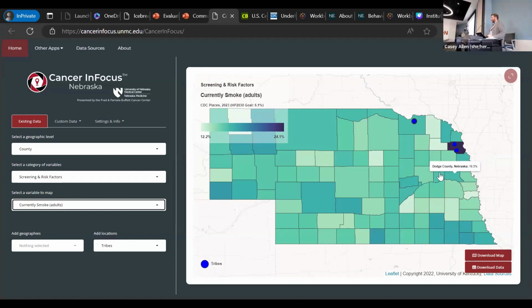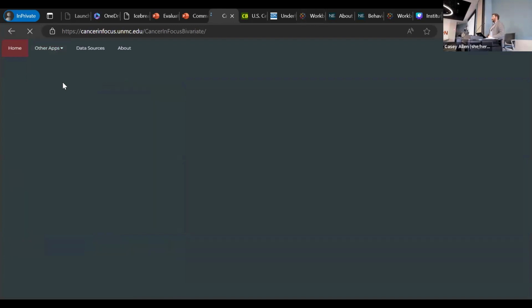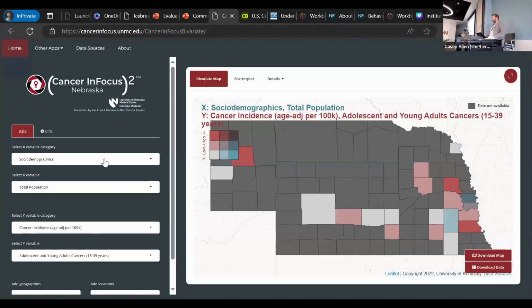So very interesting. But right now, we're just looking at this in a univariate fashion. We've looked at lung cancer screening and we've looked at tobacco use. But in Cancer in Focus, we can actually look at these factors together and see how they relate to one another. So if we go to other apps and then select the bivariate tool, we can compare smoking and lung cancer at the county level.